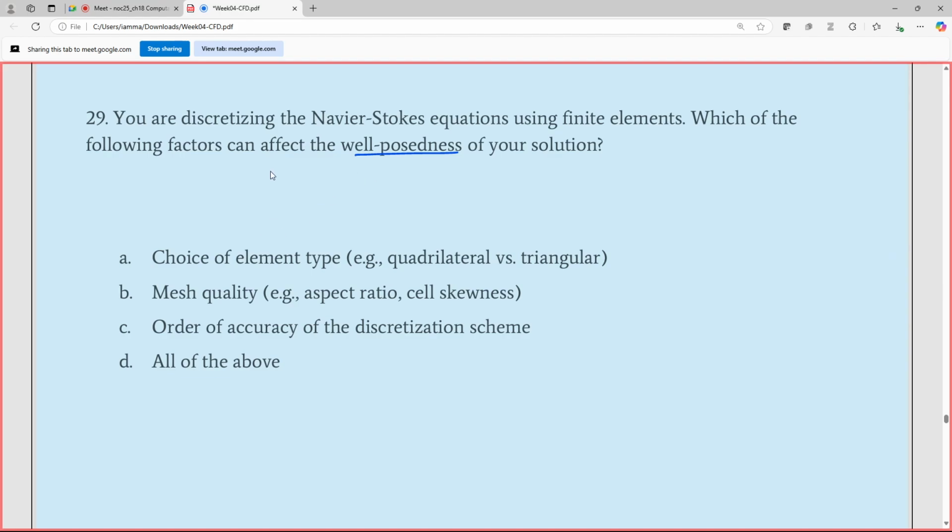The question is on which of the factors can affect the well-posedness of your solution. So from the choices, all of the above, that is choice of element type, mesh quality, and order of accuracy of the selected discretization scheme, all these factors will affect the well-posedness of your solution. Well-posedness is about having a unique solution, and that unique solution will be dependent on all of these factors. So our answer is option D, all of the above.